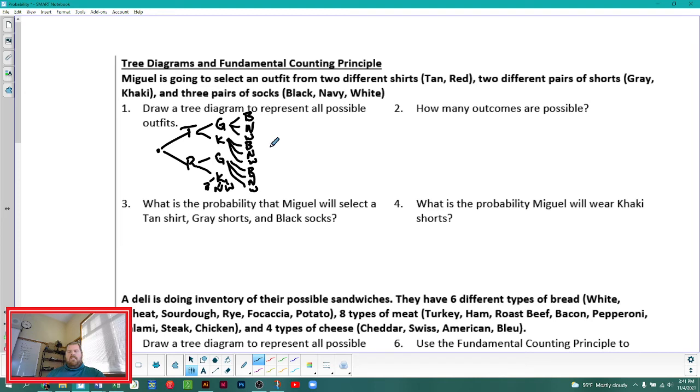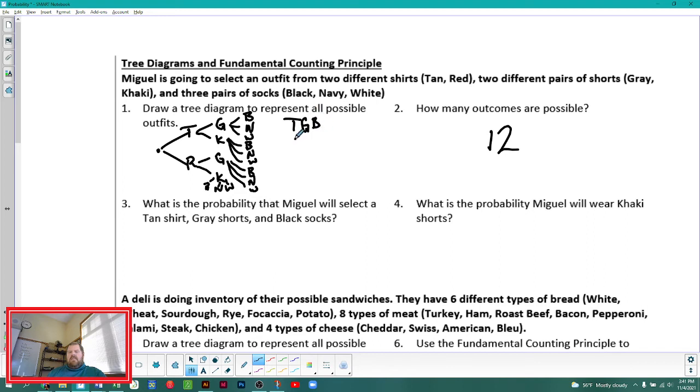Okay. So how many total possible outcomes are there? The ends of the branches show us all the possible outcomes. There's 1, 2, 3, 4, 5, 6, 7, 8, 9, 10, 11, 12. There's 12 possible outcomes. And if I wanted to, I could say what they are.